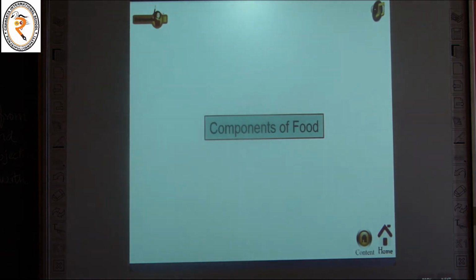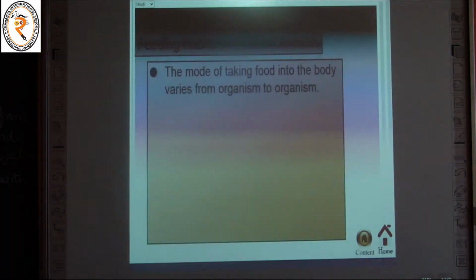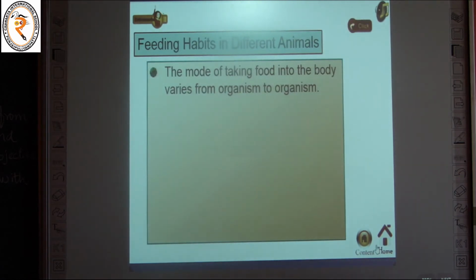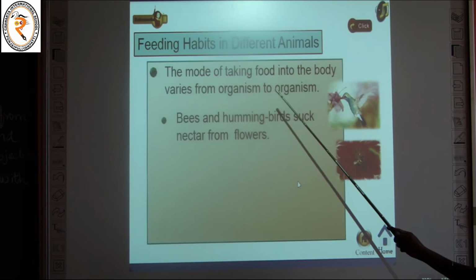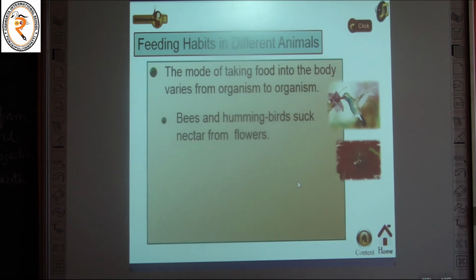So these are all the functions of food. Next one, we will discuss feeding habits in different animals. See, the mode of taking food into the body varies from organism to organism. It is not similar to all the organisms.